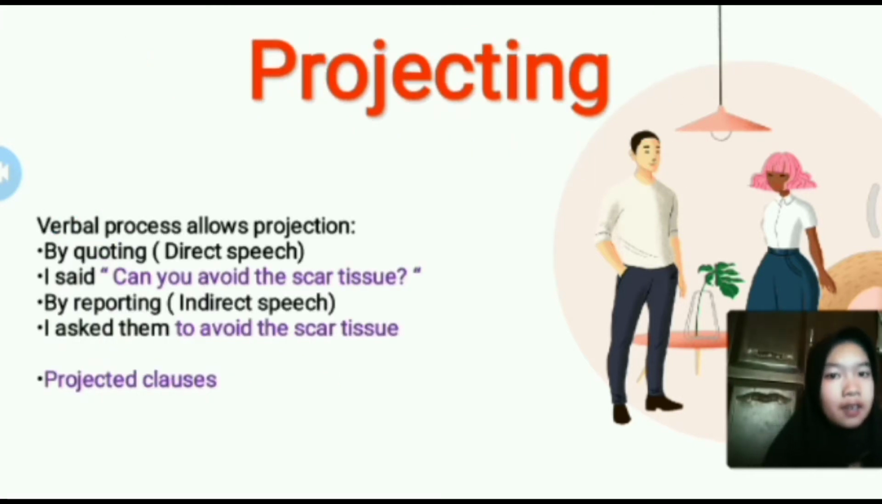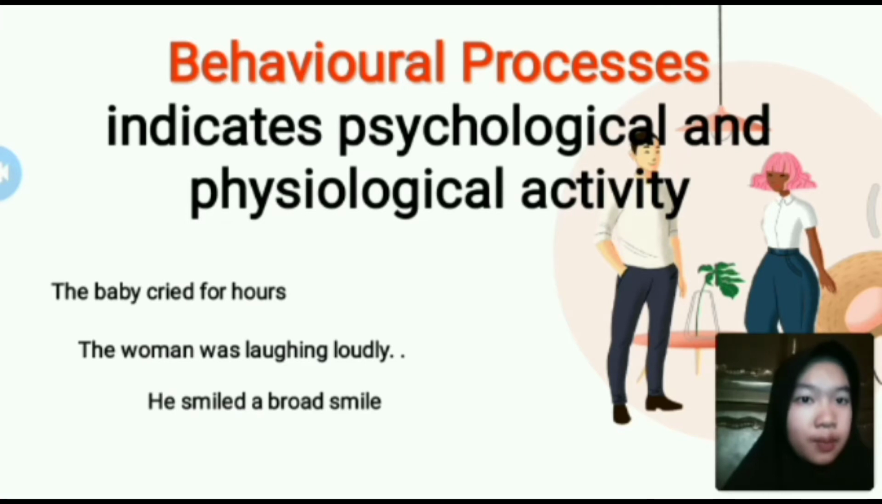How to project. Verbal processes allow projection by quoting and by reporting. By quoting, or direct speech, for example, I say, "Can you avoid this car's tissue?" Or by reporting, indirect speech: I ask them to avoid this car's tissue. So, go to the next slide.